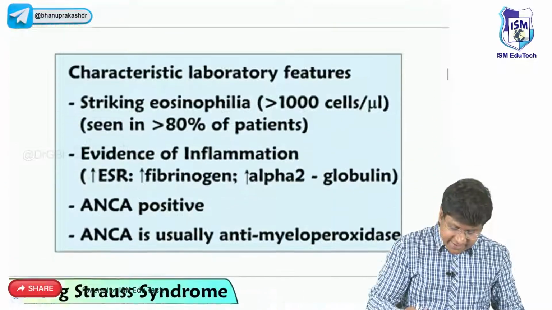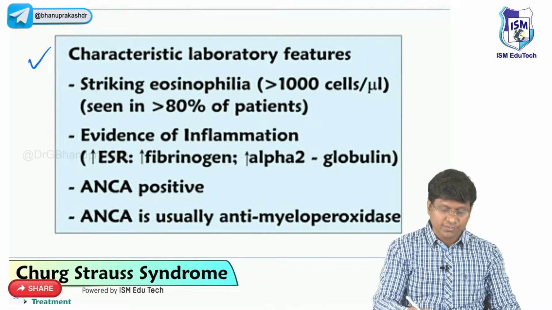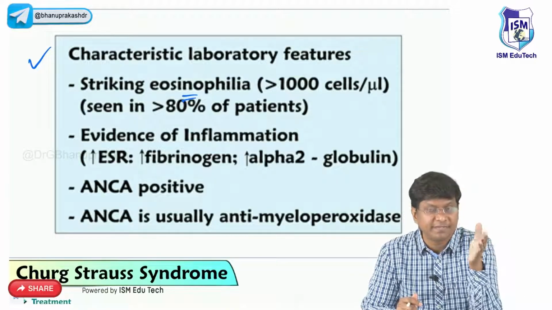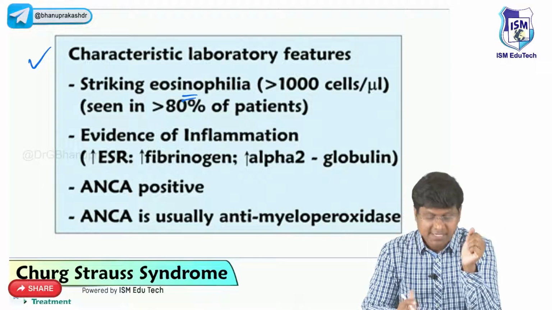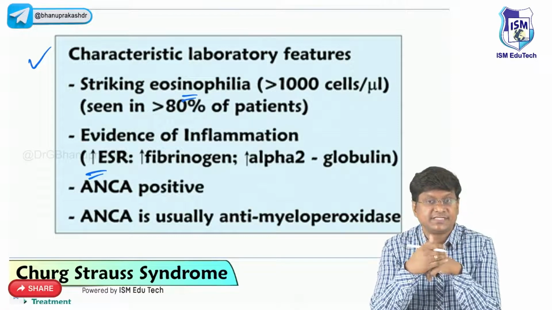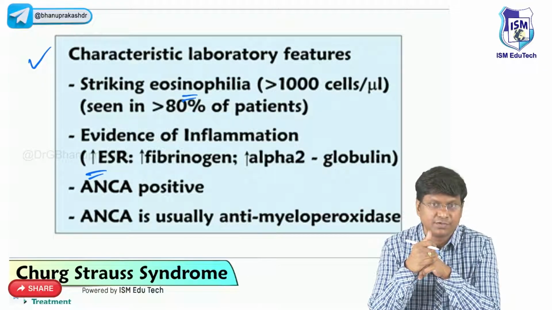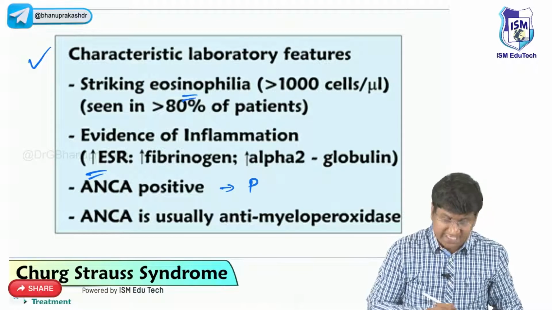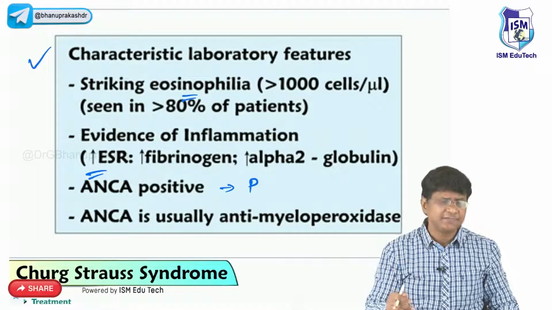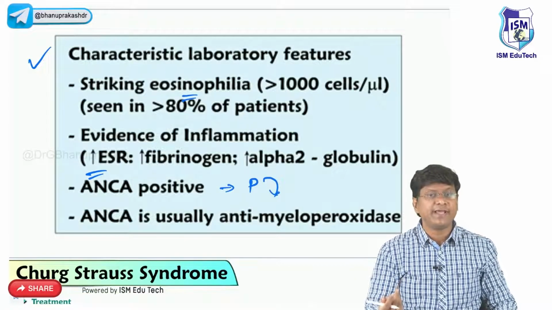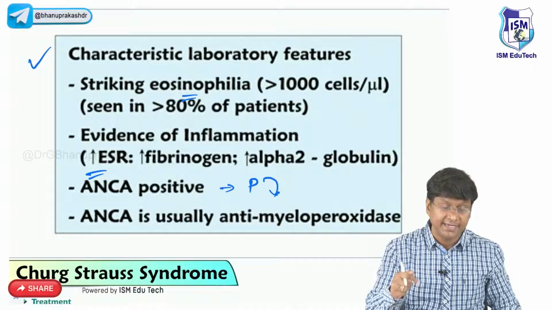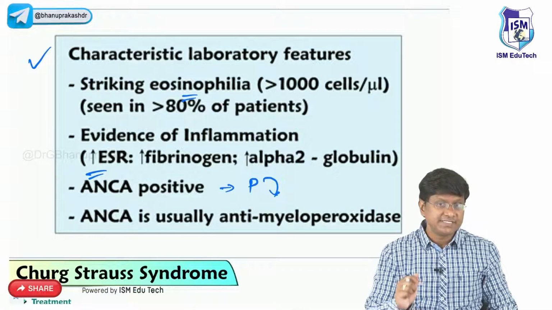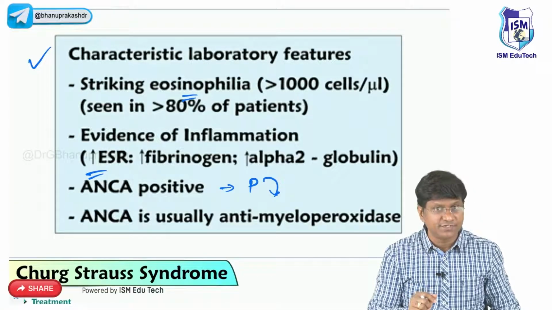Now, if you take the characteristic laboratory features, first and foremost, there will be striking eosinophilia, where the eosinophil cells will be more than 80% compared to normal. Then there will be evidence of inflammation, that is raised ESR, fibrinogen, and alpha 2 globulin. The ANCA will be positive in Churg-Strauss syndrome, that is P-ANCA. And this P-ANCA is formed against what? It is the antibody formed against myeloperoxidase. So this is about the laboratory manifestations in Churg-Strauss syndrome.